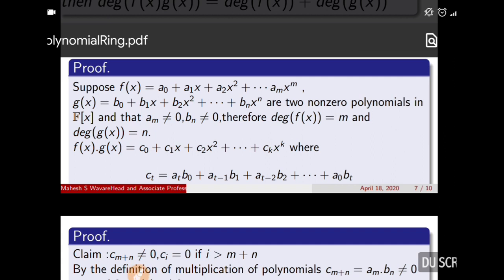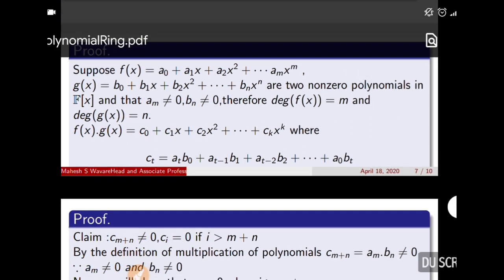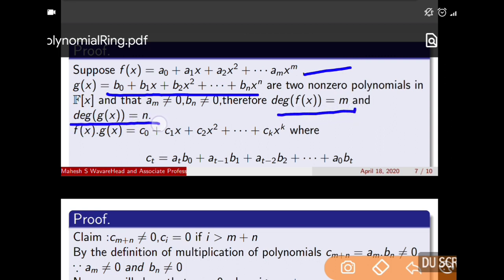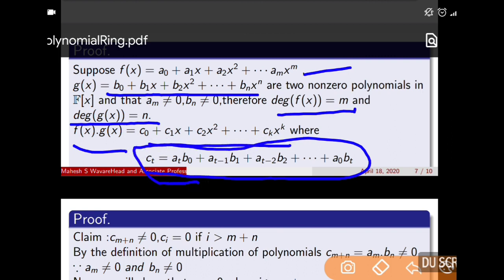Suppose f of x is this, and g of x is this. These are the two polynomials. Assume that am is non-zero and bn is non-zero, meaning the degree of f of x is m and the degree of g of x is n. Our target is to show the degree of f of x times g of x is m plus n. Now, as we have defined the product, how f of x and g of x are multiplied, the ct is given here. Here c0 is just a0 b0, c1 is a1 b0 plus a0 b1, and so on.